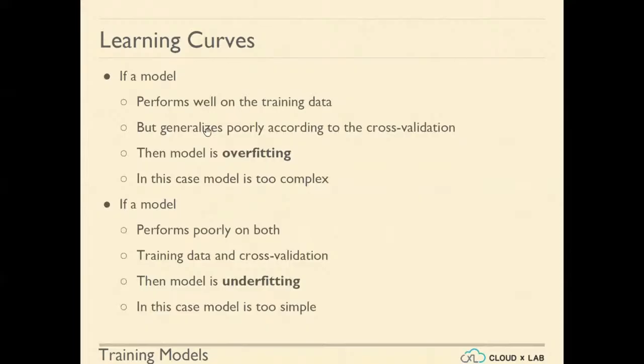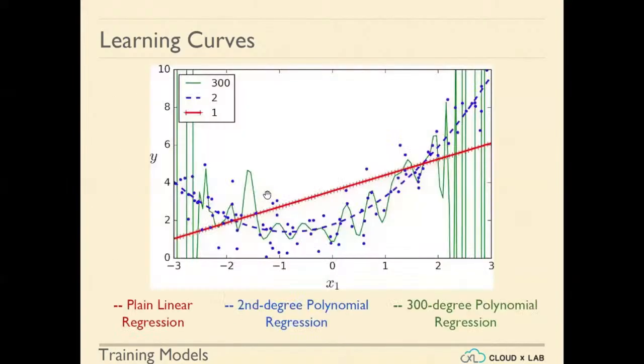So if the model performs well on the training data, which means the training error is very less, or the training accuracy is very high, but the test error or the validation performance is poor, then the model is overfitting. Overfitting means we are using too complex a model. Data is not that complex, and we are using too complex a model. So, for example, here, data is not so complex, and we are fitting a 300-degree polynomial, right?